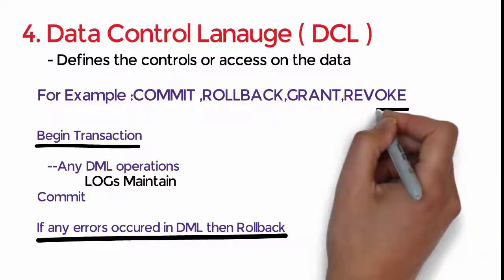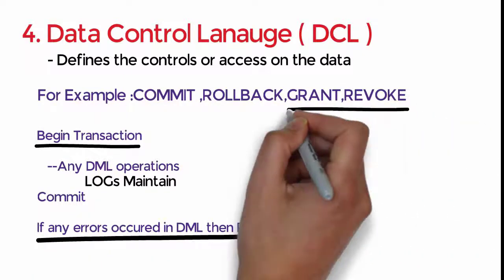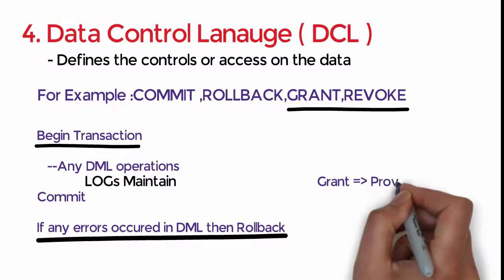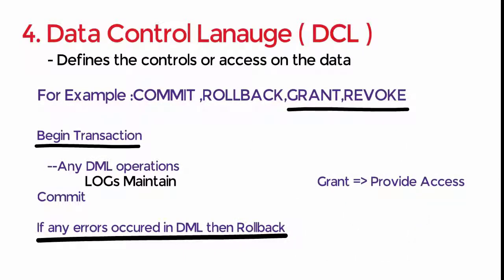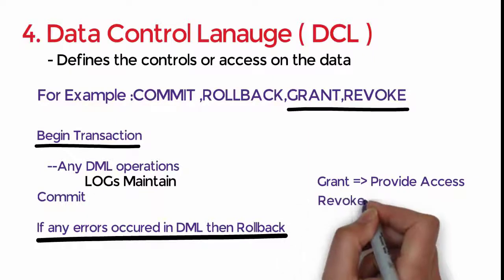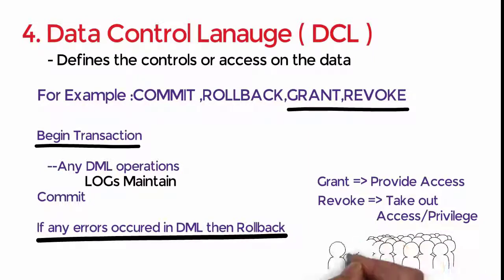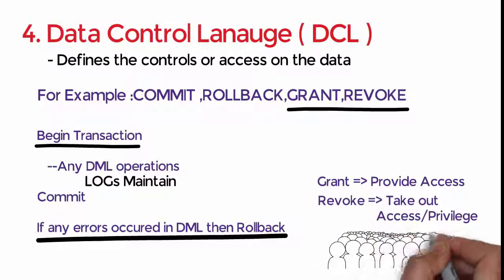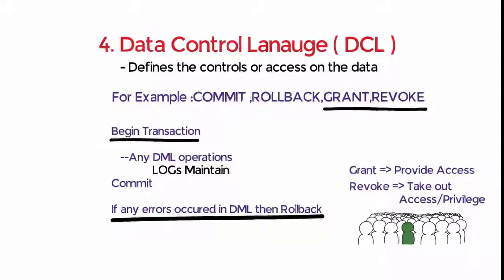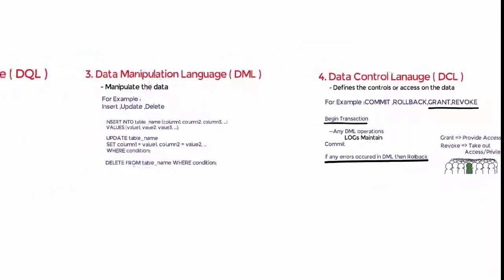Other statements are grant and revoke. Grant gives a user access to the database. Revoke takes out the access or privilege to access from the user. If you are working on a project in a team, then you might know that it makes sense to keep some crucial table access privileges with an admin person so that others should not tamper with the crucial data.